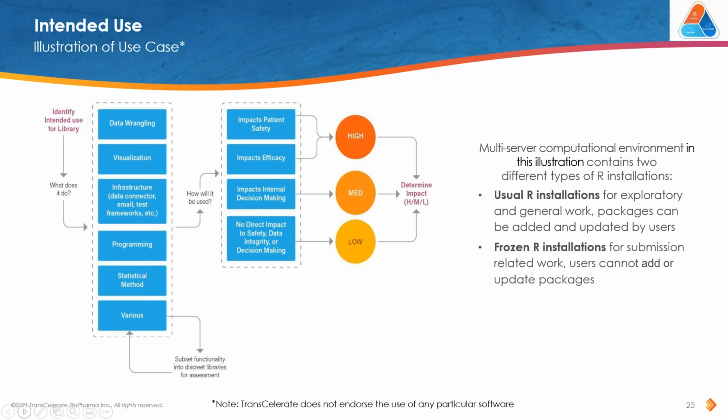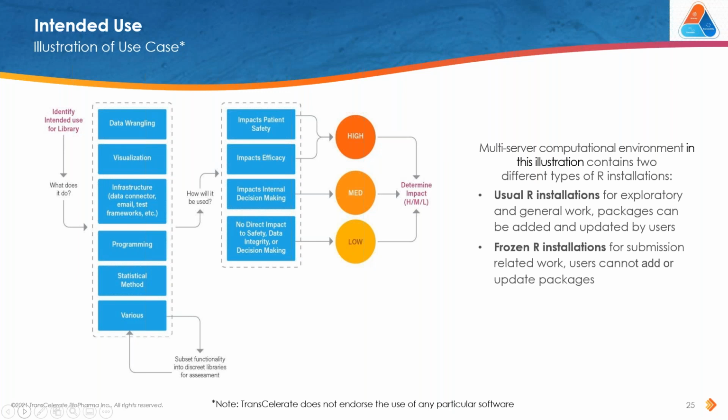So for example, high impact directly affects patient safety or evidence supporting efficacy for regulatory submission. Medium impact can correspond to internal decision making, and low impact can be exploratory analyses and the ones that do not impact efficacy, safety, and internal decision making.